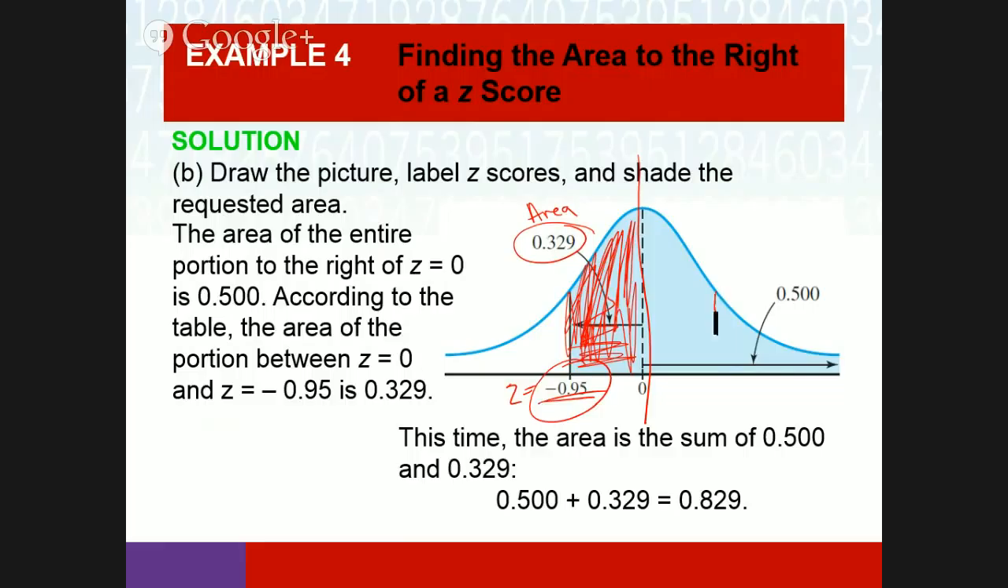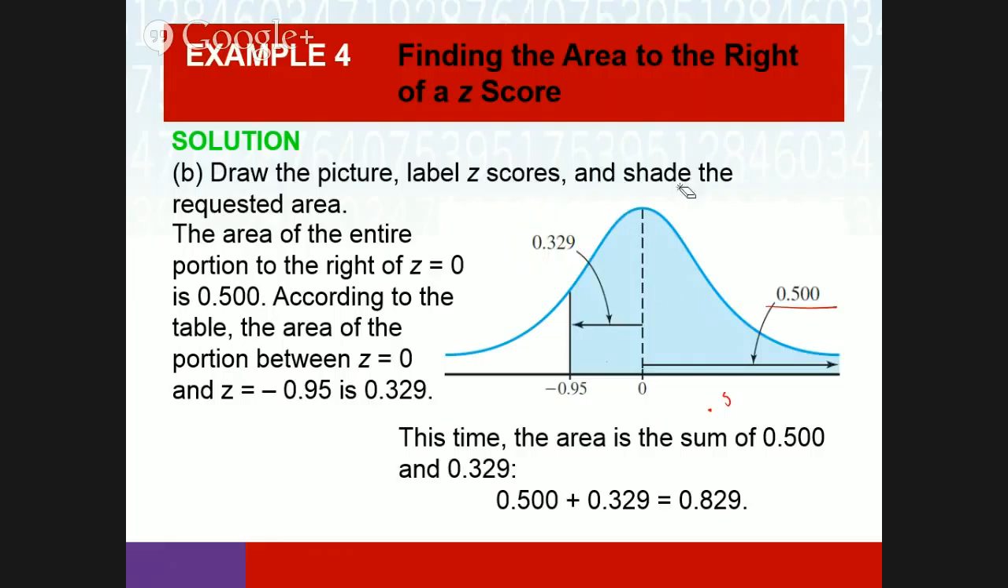If I wanted to know the area to the right of a z-score of 0.95, it would be 0.5 minus 0.329. Because this is a symmetric curve, if I go 0.95 to the left and 0.95 to the right, those areas are equal to each other.